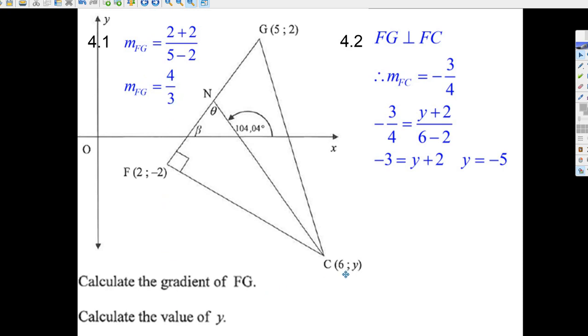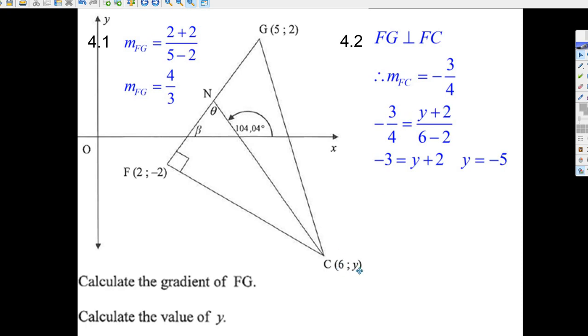What's the value of y? Well, I don't know what y is, but this line FC is connected here. I know that it's perpendicular to FG because they told me it was. That means the gradient of FC must be 4 over 3 turned upside down and negative. So the gradient of FC is minus 3 over 4. I've got to turn it upside down and change the sign. They've got to multiply to equal -1. That's what perpendicular gradients do.